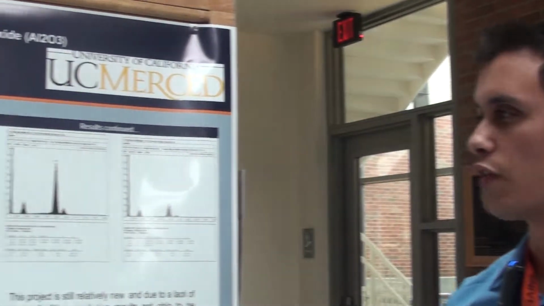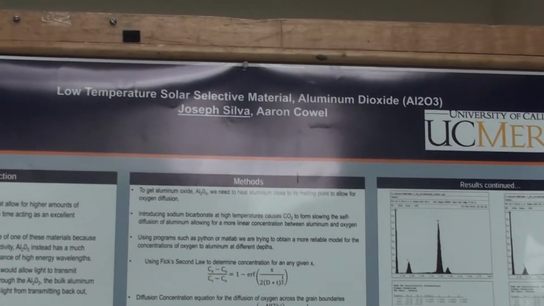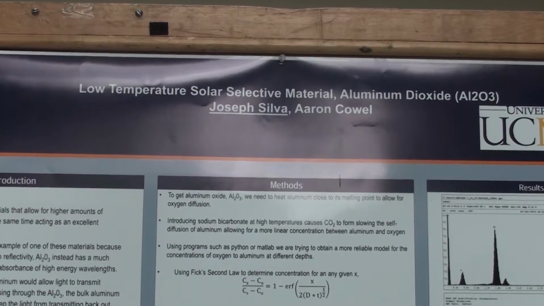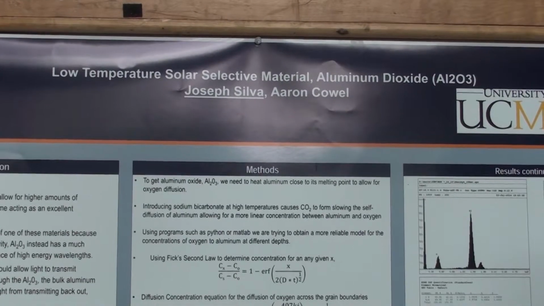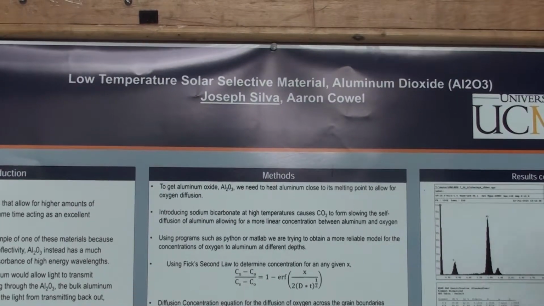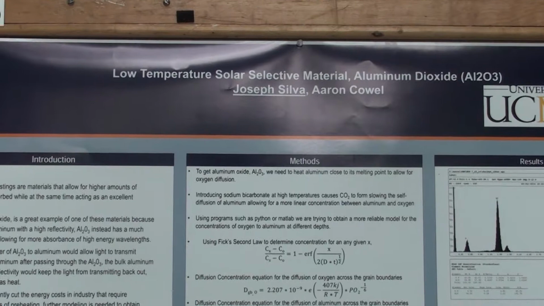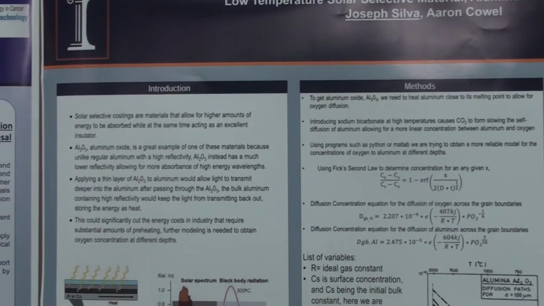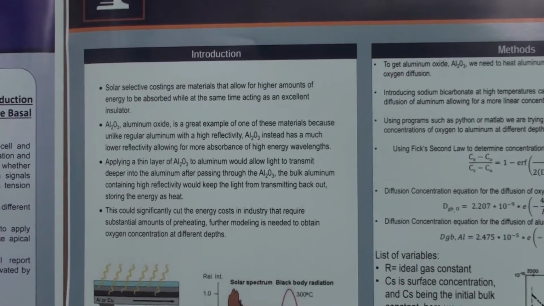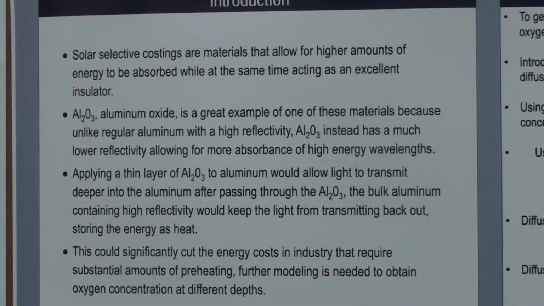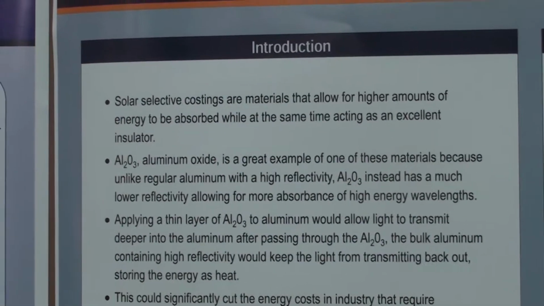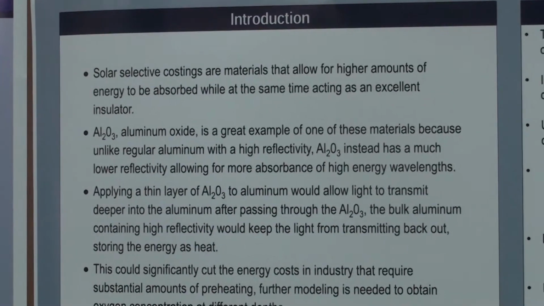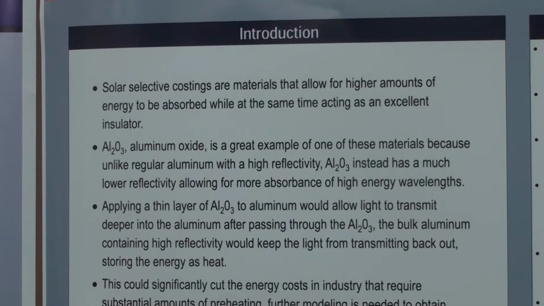My group works on solar selective coating, and solar selective coating helps reduce the cost and improves the efficiency of current solar devices. In particular, we are working with low temperature solar selective material such as aluminum. Aluminum is cheap and it's really easy to process. What we're trying to prove is that if you introduce an oxide layer to aluminum and get a nice linear rate of diffusion between aluminum and oxygen, you can have great light penetration, and it can act as a great light absorber and heater.